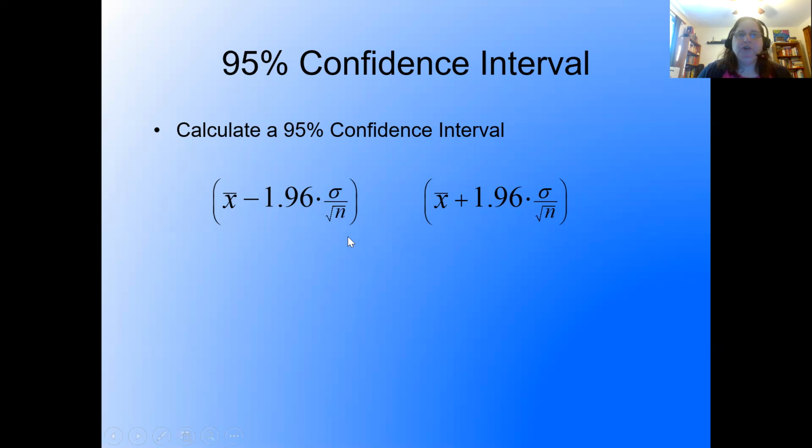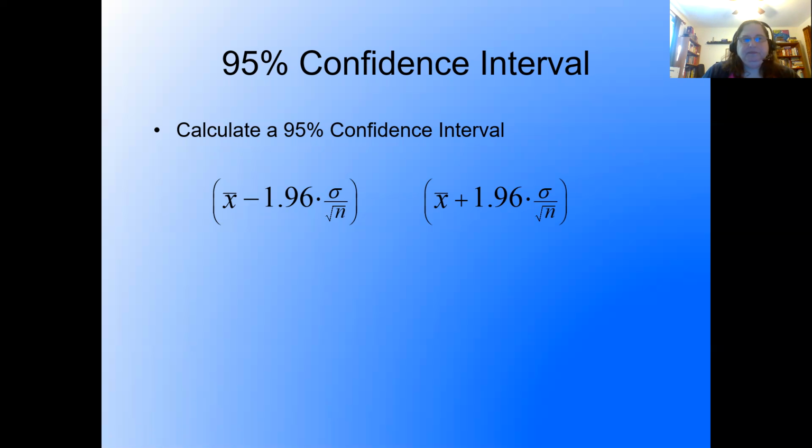Now, only once we've multiplied do things get different. On the left side, we're going to take our mean, our sample mean, and subtract the value we just got. And on the right side, we're going to take our sample mean and add the value that we just obtained. That will give us the two sides of the confidence interval.